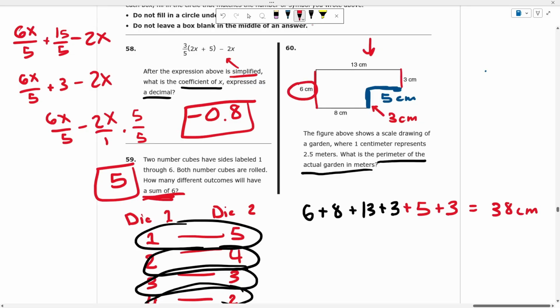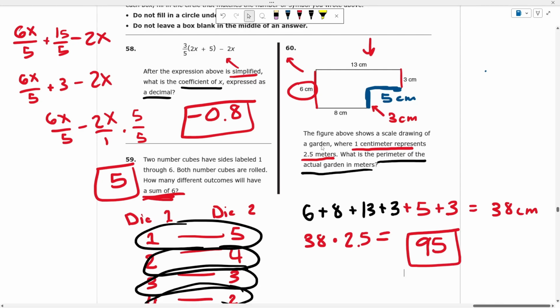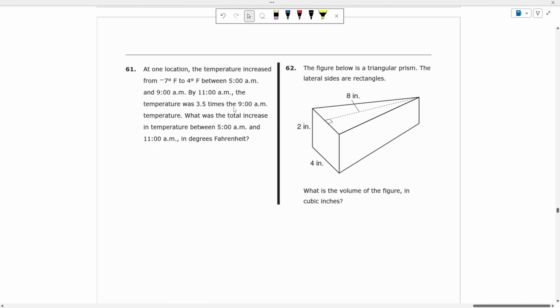Some unit on our paper here represents some distance in real life. In this case, 1 centimeter on our drawing represents 2.5 meters in real life. So if we have 38 centimeters and one of them represents 2.5 meters, I need to multiply 38 by 2.5 meters per centimeter, and I get that the actual perimeter of the garden is going to be 95 meters. Okay, so always remember what a scale is and how to apply it.